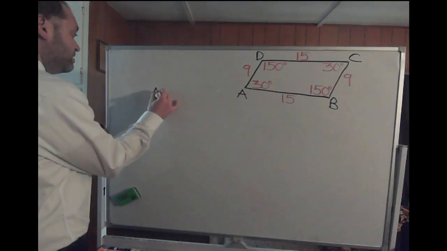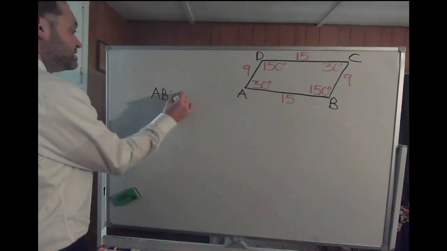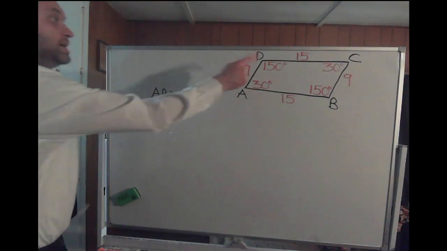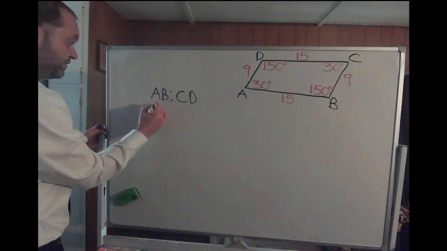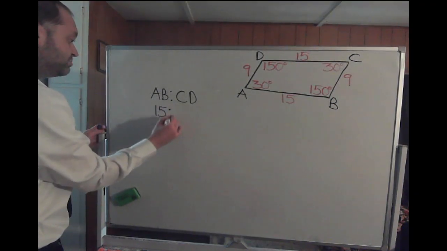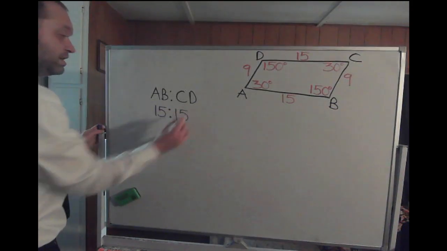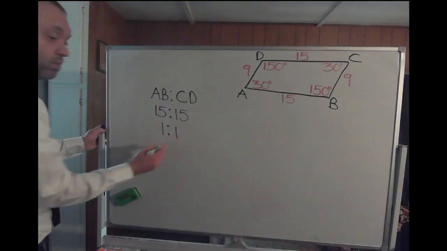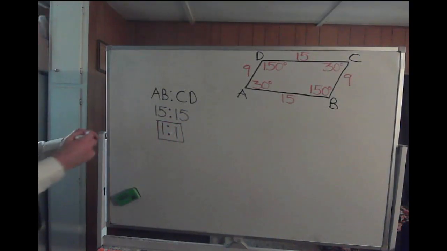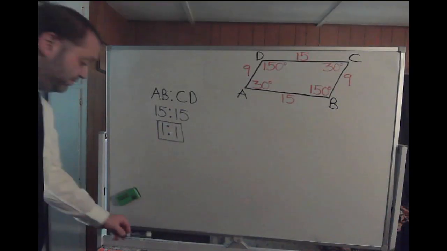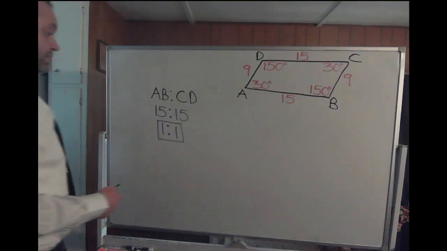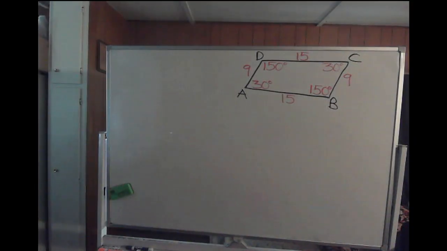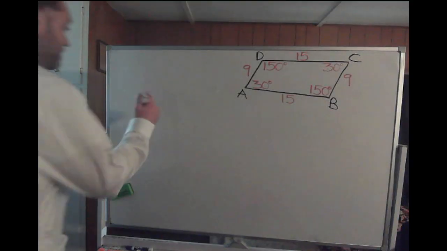We have the ratio of AB to CD. So this time we have the ratio of side AB to side CD. Well, they both equal 15, right? It's going to be in the ratio of 15 to 15, which they both divide by 15, so the ratio in this case would be 1 to 1. So you would actually express the ratio as 1 to 1 for AB to CD. All right, what's next? Oh, good one.